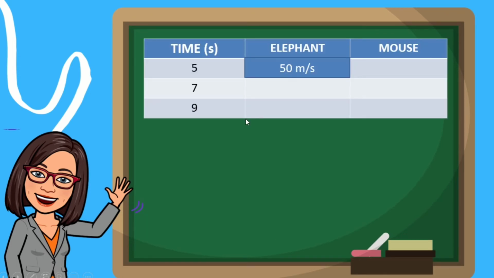Okay, let's have the computation. On the 5th second of the elephant's fall, ang kanyang speed sa speedometer niya ay 50 meter per second. If we will follow the acceleration due to gravity's value, which is 10 meter per second squared. So, kada isang segundo, madadagdagan siya ng 10 meter per second. Therefore, sa pang-pitong segundo, what is the speed of the elephant?